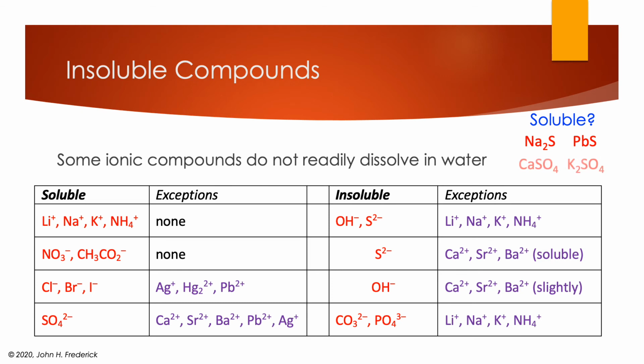Let's try another one. I've got calcium sulfate and potassium sulfate. Once again, potassium doesn't matter what it's bonded to, it is pretty much soluble. So potassium sulfate, we can count on it dissolving in water. What about calcium sulfate? Well, sulfate is listed under the soluble ions, but one of its exceptions is calcium. So in fact, calcium sulfate is not a soluble compound in water.